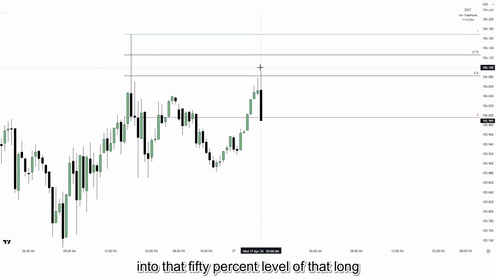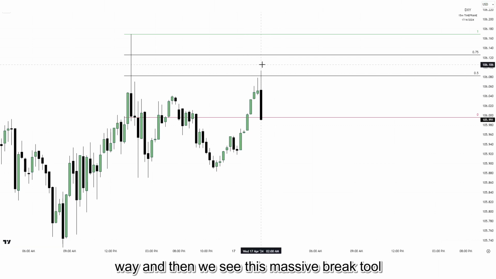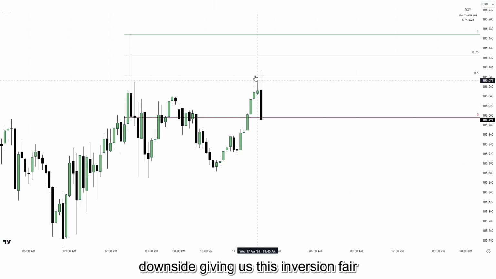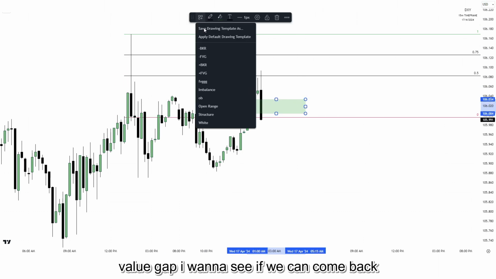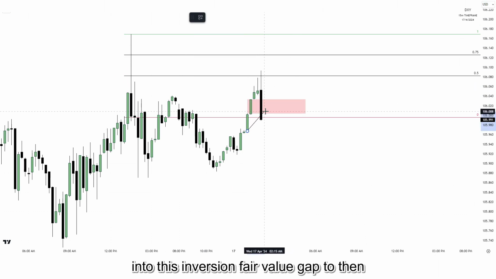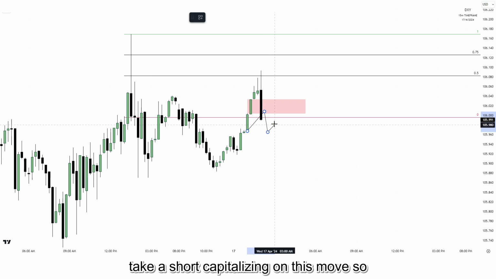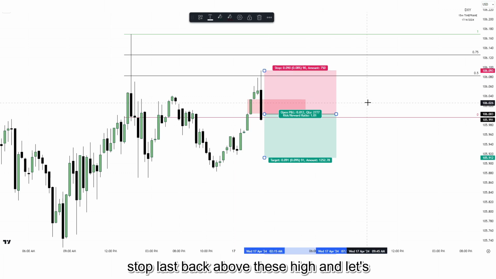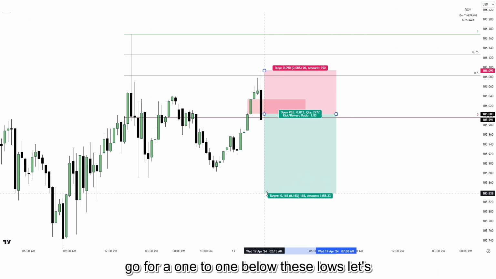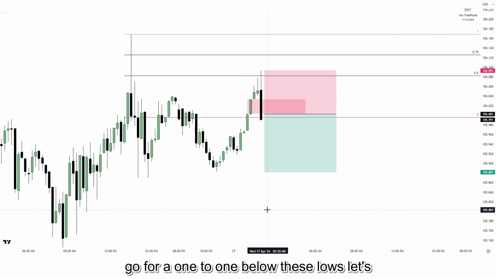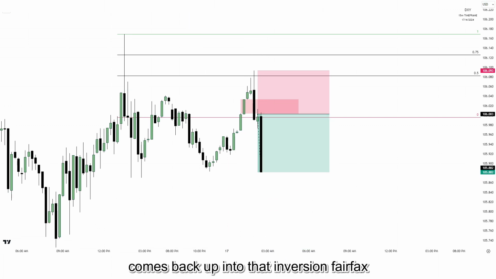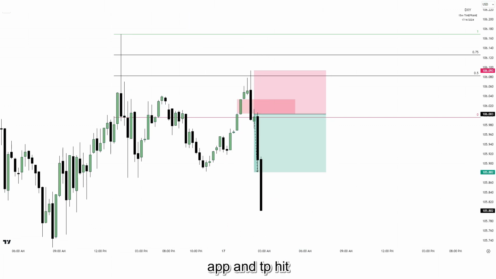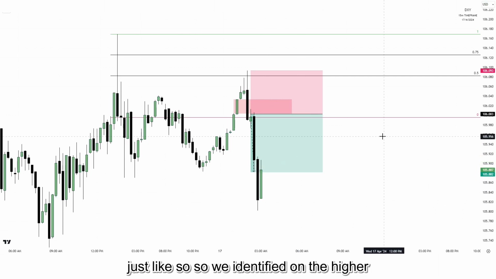We come into that 50% level of that long wick, and then we see this massive break to the downside, giving us this inversion fair value gap. I want to see if we can come back into this inversion fair value gap to then take a short, capitalizing on this move. So I'm going to put my limit order here at the opening of the inversion fair value gap, stop loss back above these highs, and let's go for a 1-to-1 below these lows, and let's see how it plays out. Comes back up into that inversion fair value gap, and TP hit just like so.